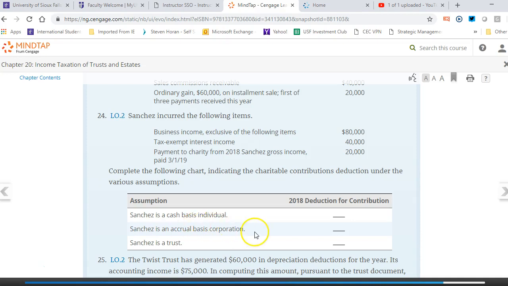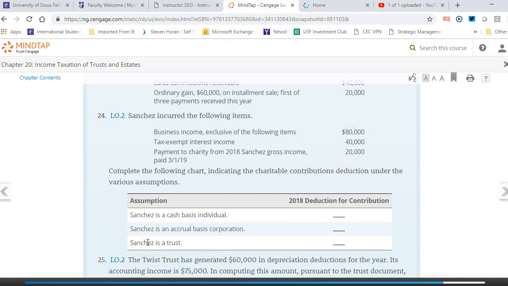The second one, Sanchez is an accrual basis corporation. Now the answer is 80,000, which is 10% of taxable income, with a 2.5-month grace period, and no loss of deduction due to exempt income. So 10% is 8,000, and you've got until 2.5 months. Being paid on March 1 fits that. So 2.5 months is March 15th, so he's well within that.